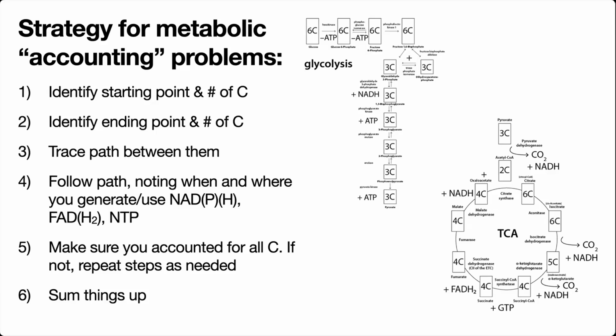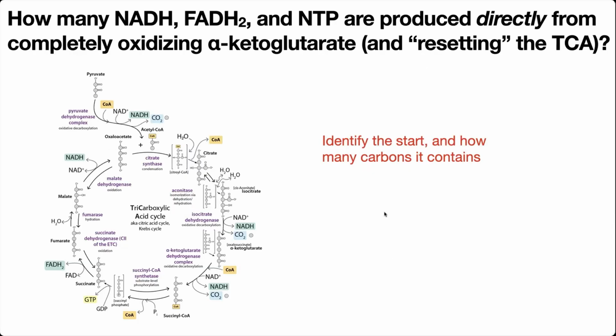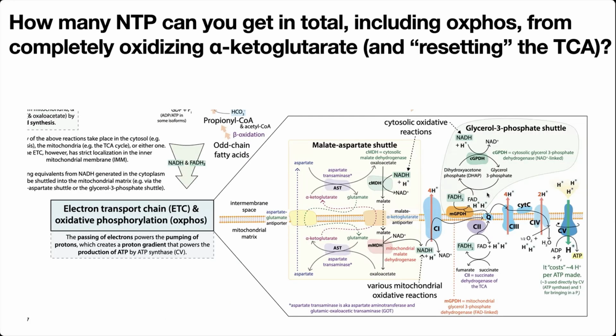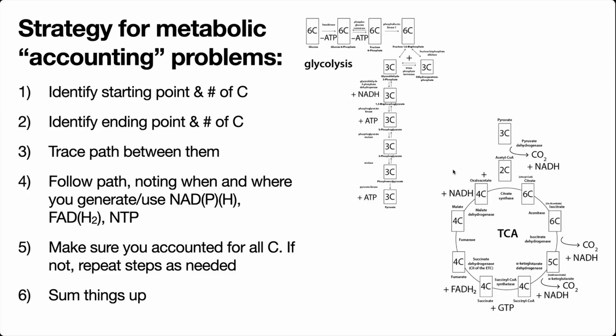Let's talk strategies for approaching metabolic accounting problems, where you're given two molecules and you're asked to say how many NTP, so like ATP, GTP, you would need or you would generate in order to interconvert those molecules, as well as things like how many NADH, FADH2 you would generate directly, as well as how many you could get from oxidative phosphorylation. These questions can seem kind of intimidating, but they're really not that bad. So let's go through step by step how you can approach them.